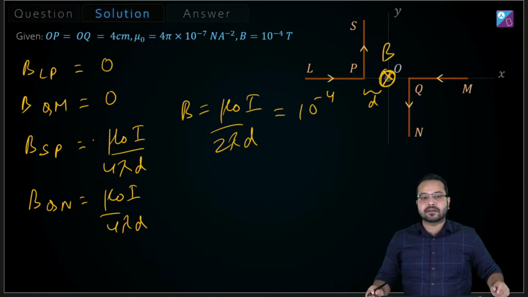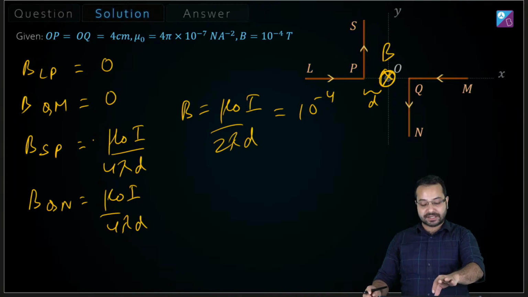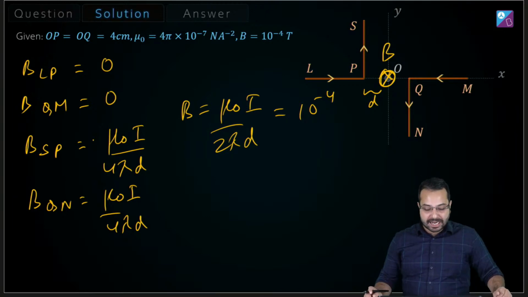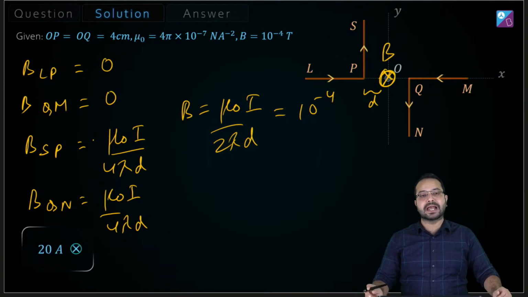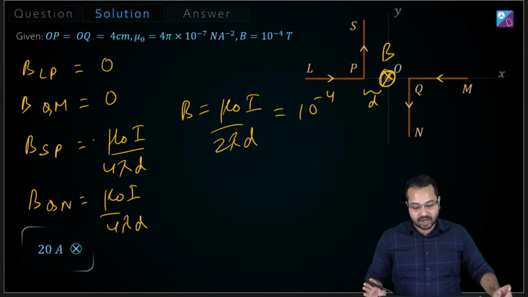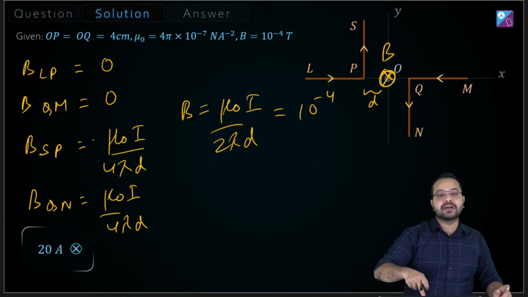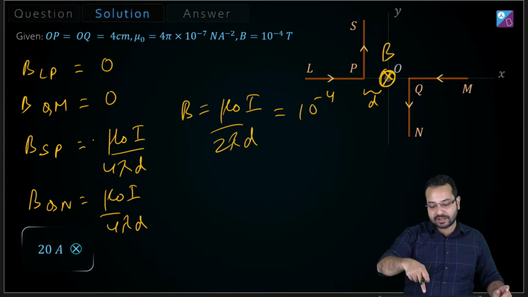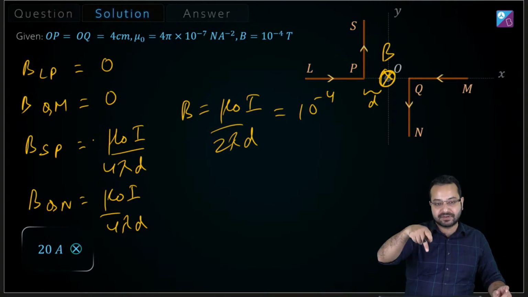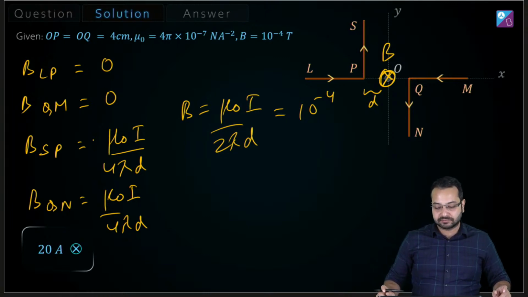Okay. So we have figured out what the magnetic field is, that is equal to 10 to the power minus 4. And if we do the calculation, I is going to come out to be 20 ampere. Is that correct? I is going to be 20 ampere, and we have calculated the direction of the magnetic field. Okay, the magnetic field is in the plane of the screen.